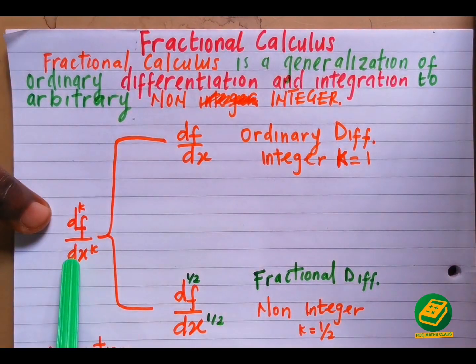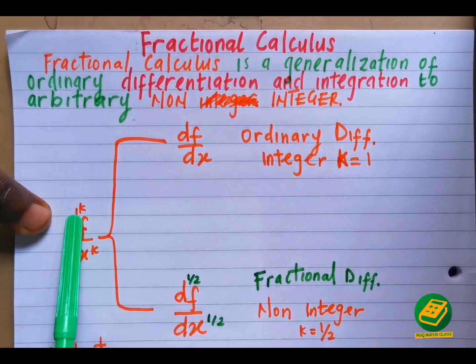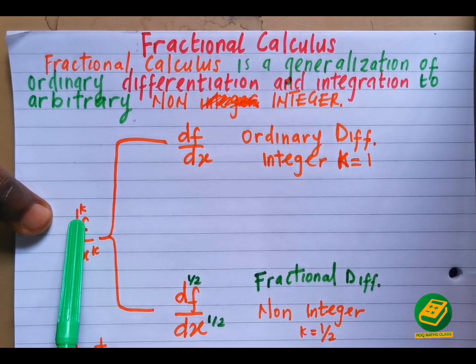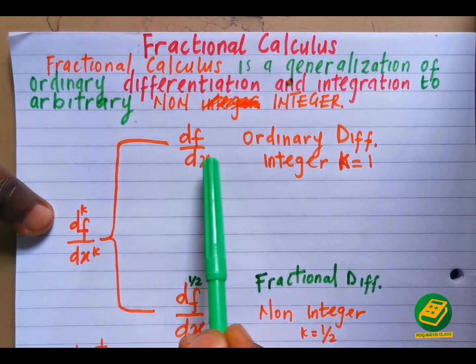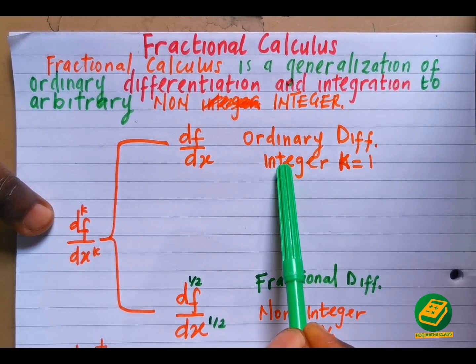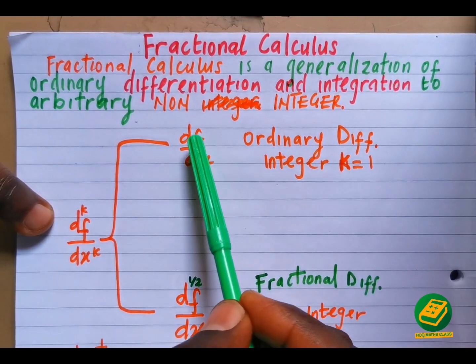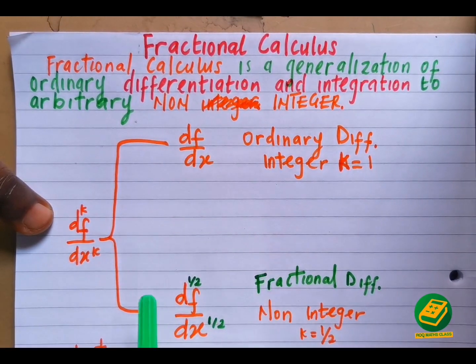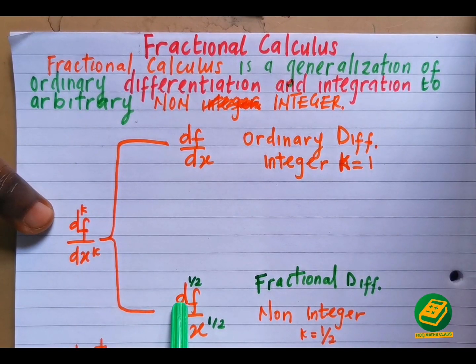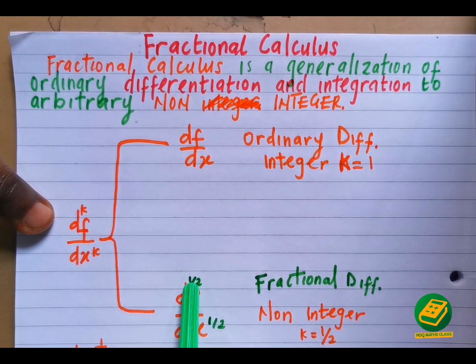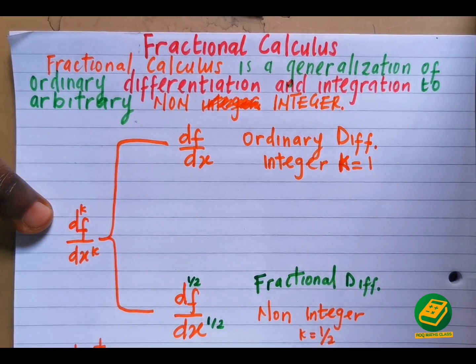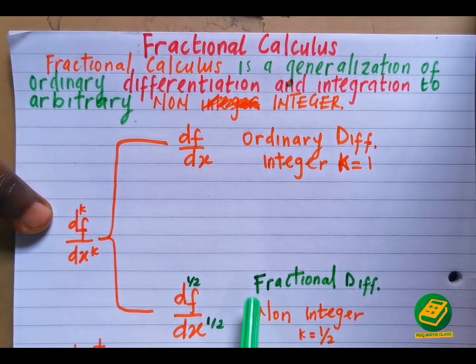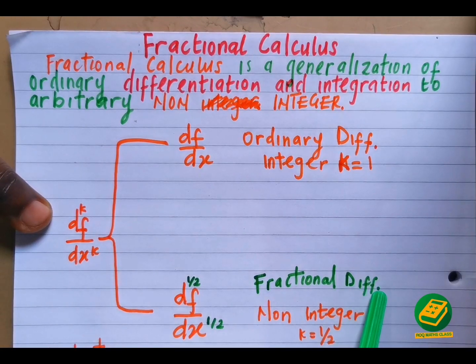We have a differentiation of a particular order, a derivative of order k. I have the first derivative with respect to x. I have ordinary differentiation, whereby my integer here is 1. Then the second one, I have the half derivative, whereby my non-integer k is 1 over 2. This is a fractional differentiation.